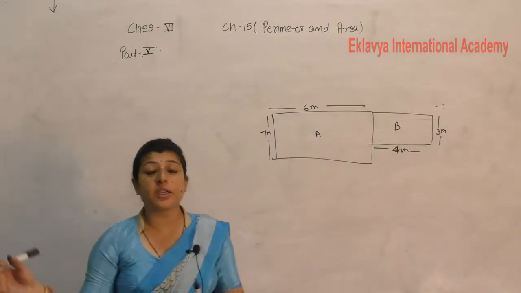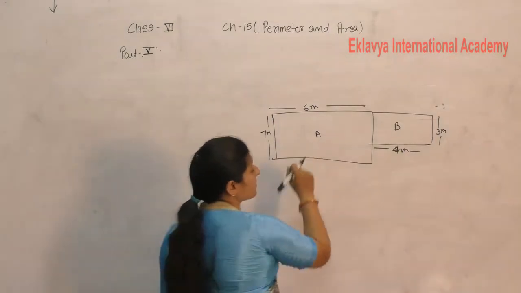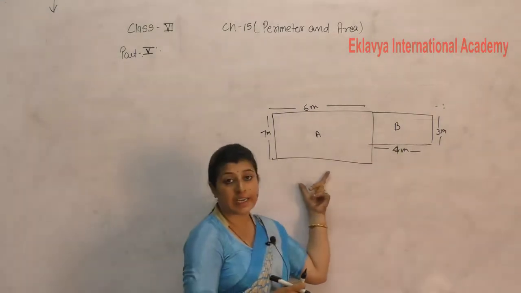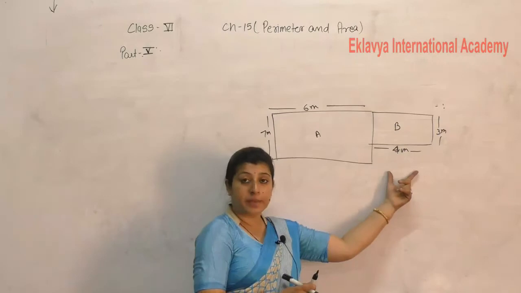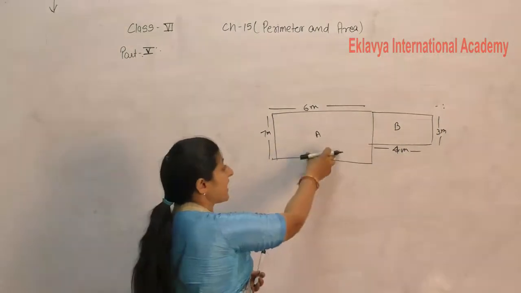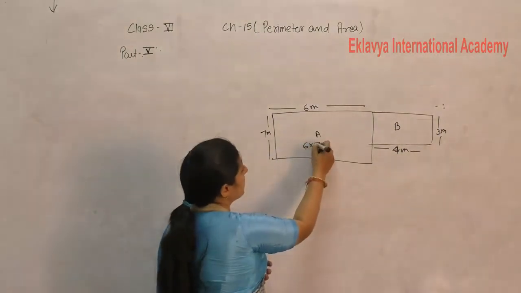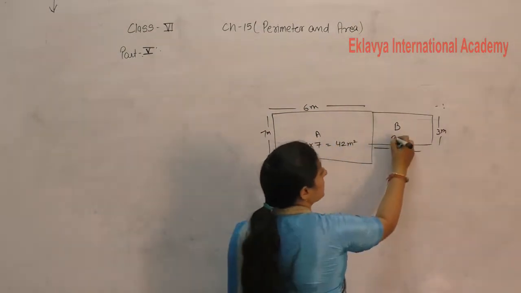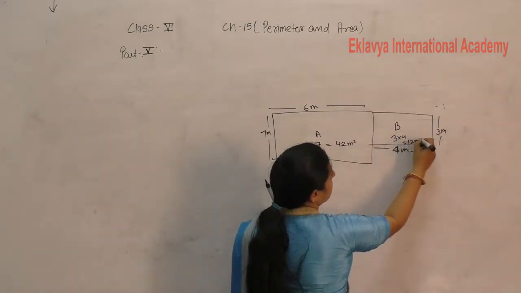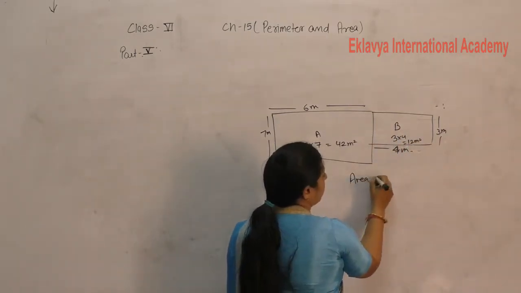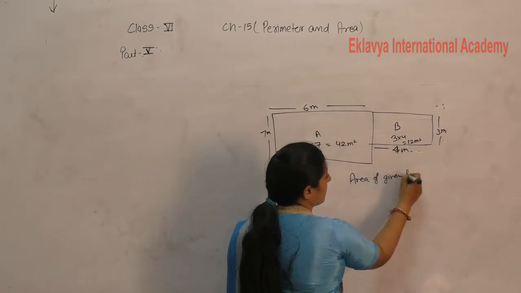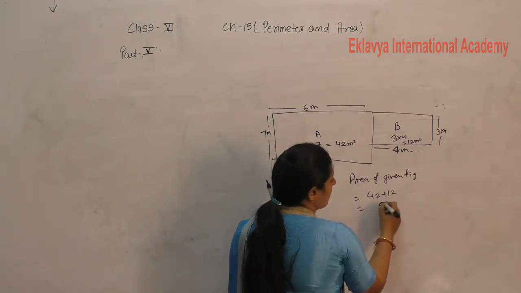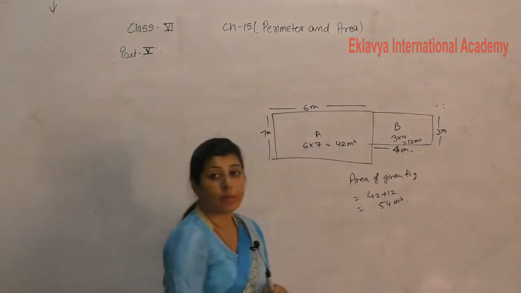We will divide it into parts. There are two parts, first part A, second part B. Firstly find out the area of part A, then find out the area of part B, then add them. This is a rectangular shape, then area of part A is equal to 42 meter square. Area of part B is equal to 3 into 4, 12 meter square. Then area of the given figure is equal to 42 plus 12, that is 54 meter square.